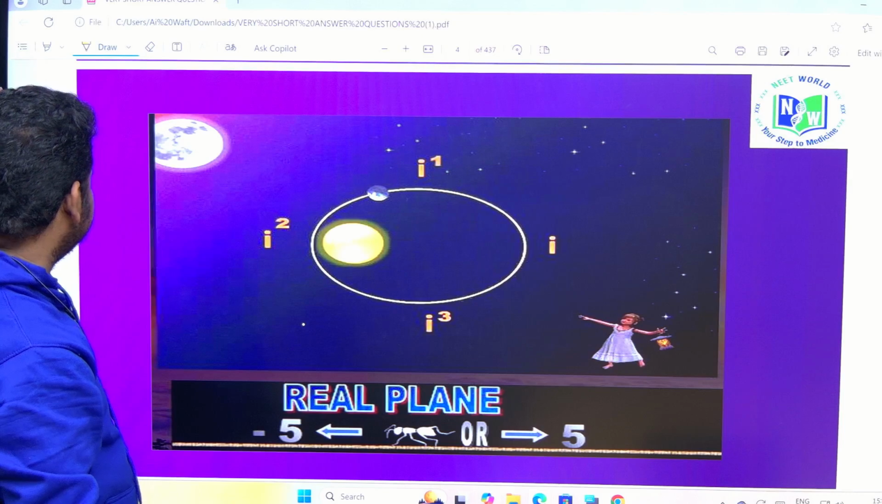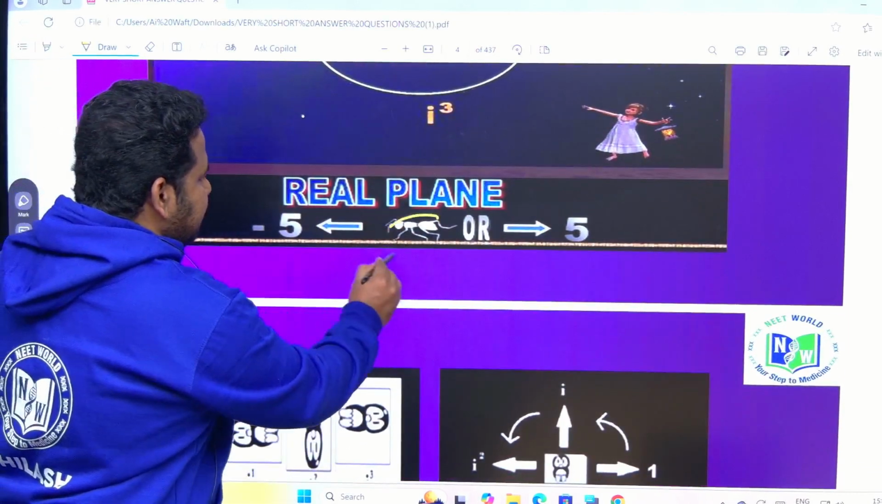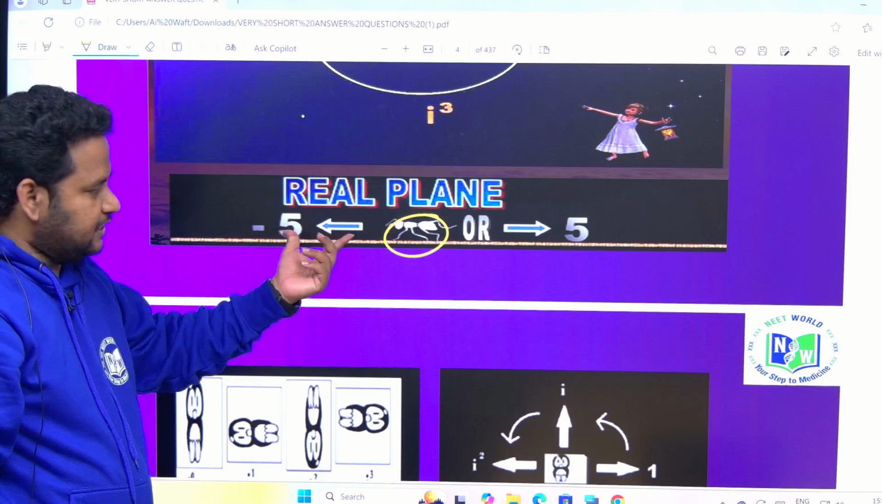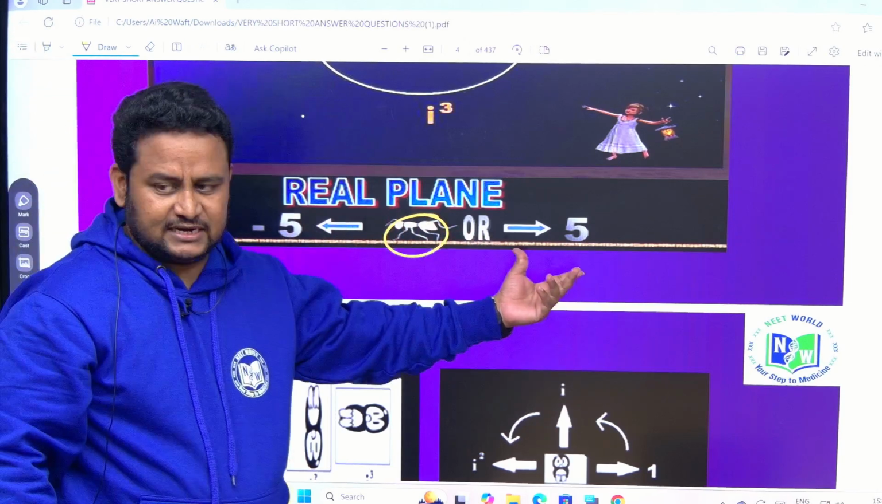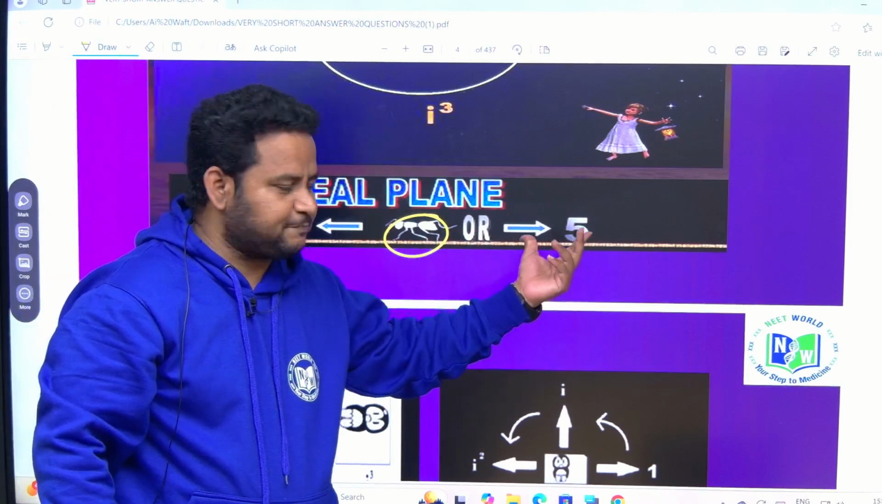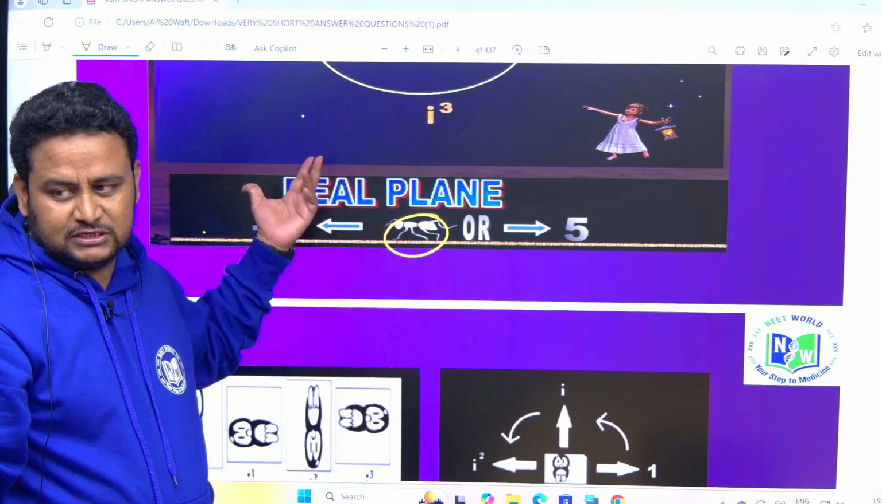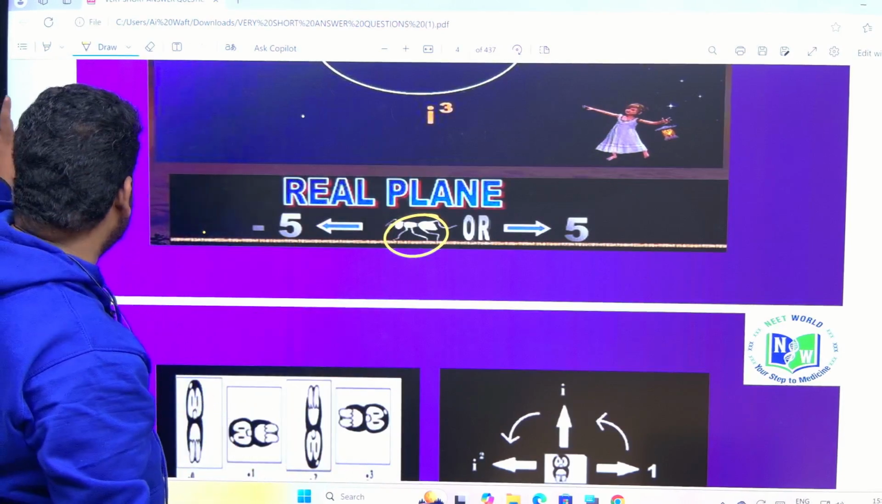Now, see here, in the real plane, if it has to move forward, it is moving like this. If it has to move towards this side, it is moving in the negative direction. If it has to move this side, it is moving 5 units towards the right, that is the positive direction. But if it has to move to the top, to the bottom, to its right or to its left, we need complex numbers. That is denoted by this picture.